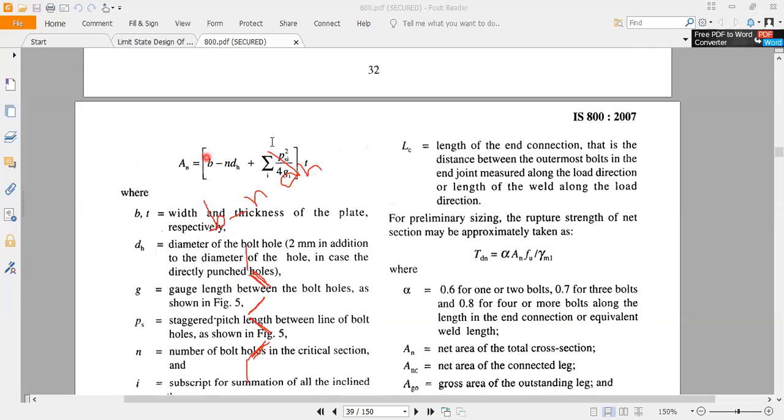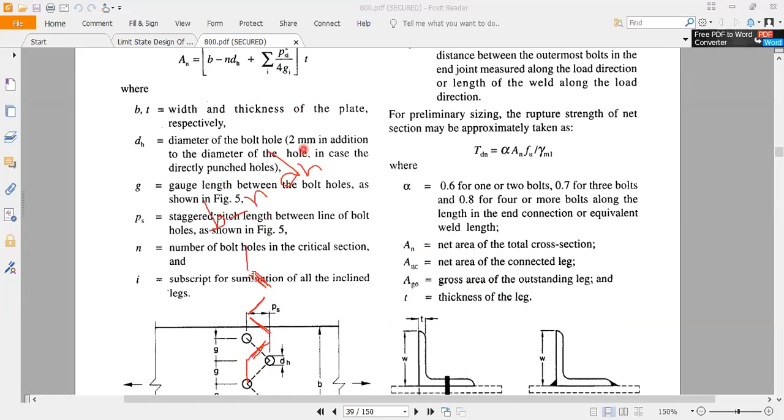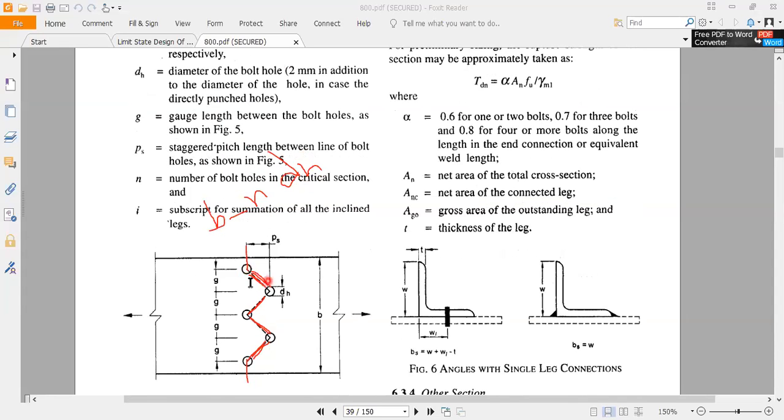That's why the addition is like this, summation of p by 4g. So what will be the area along this portion? In between the holes in the inclined portion, that area is getting added. So what is that area? This area is basically found by ps square by 4g.